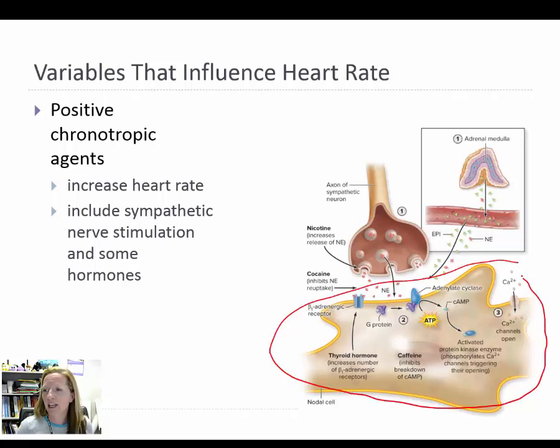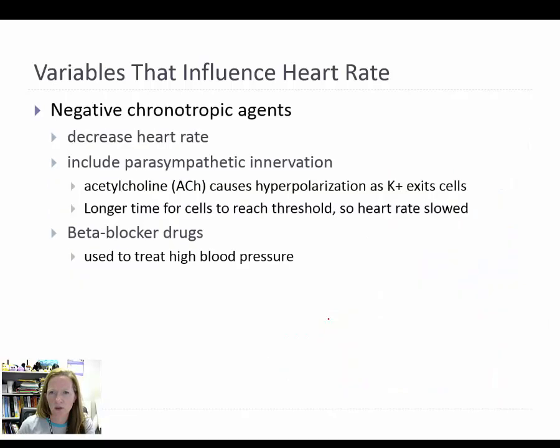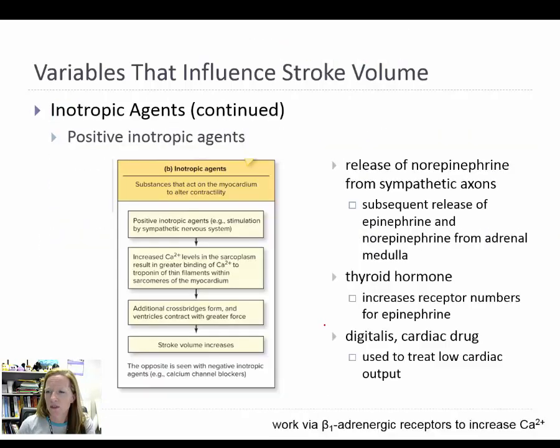Pretend like I am looking at a cardiac muscle cell, with the beta receptors on the sarcolemma, and this whole system can work on that cardiac muscle cell. So calcium would come in and bind to the troponin, and then you would have more cross bridges formed. Thyroid works the same way as it does in the nodal cell, where you just have an increase in those beta adrenergic receptors. So these are positive inotropic agents, because they're going in and increasing stroke volume.